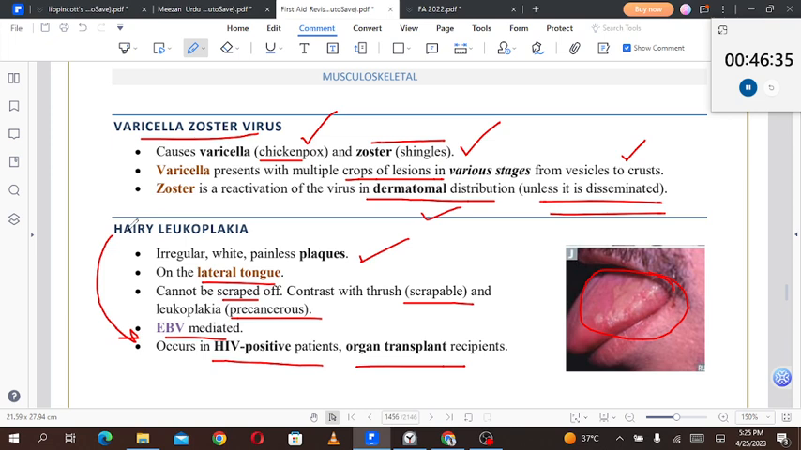So oral hairy leukoplakia is not pre-malignant. This condition is not going to cause cancer, while leukoplakia alone can cause cancer, so that is precancerous, and thrush can be scraped off. So you have to differentiate the oral hairy leukoplakia caused by Epstein-Barr virus from the thrush that is caused by candida, and leukoplakia that is a lesion of the tongue or some other area.